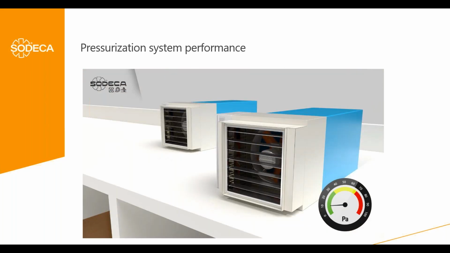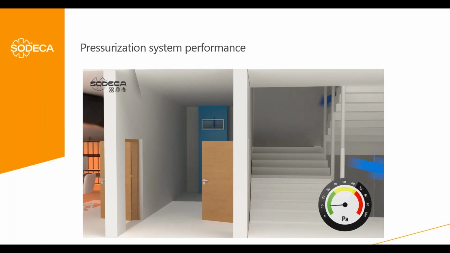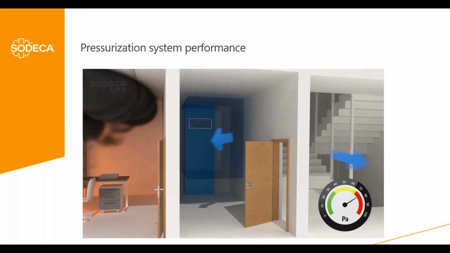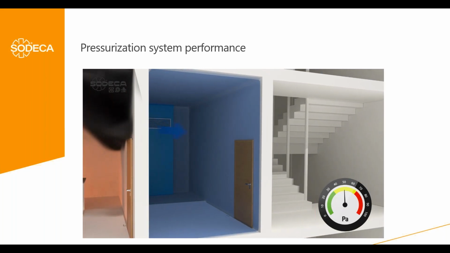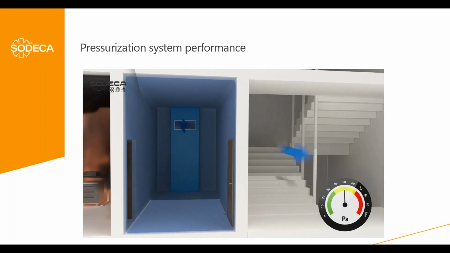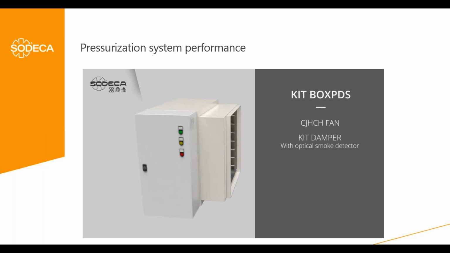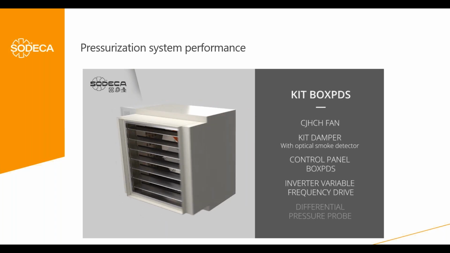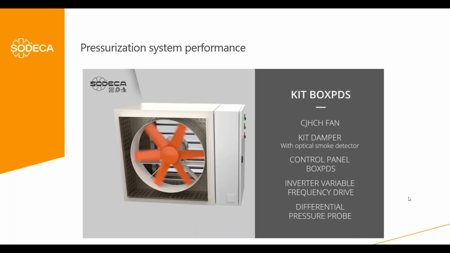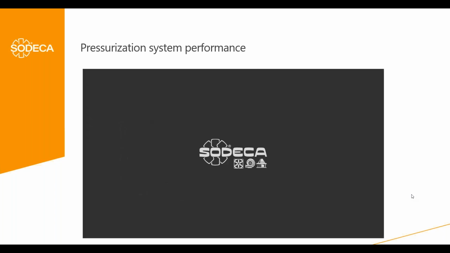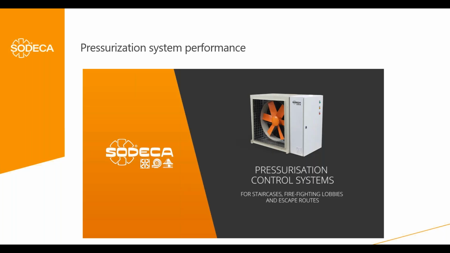In that case, the goal is to increase the capacity of the fan and provide more fresh air, increasing the velocity, providing enough velocity to avoid the smoke migration. When the doors close, again, we need to return very quickly to the situation with 50 pascals control. Okay, this is our kitbox PDS, the main component that we use for the pressurization systems.